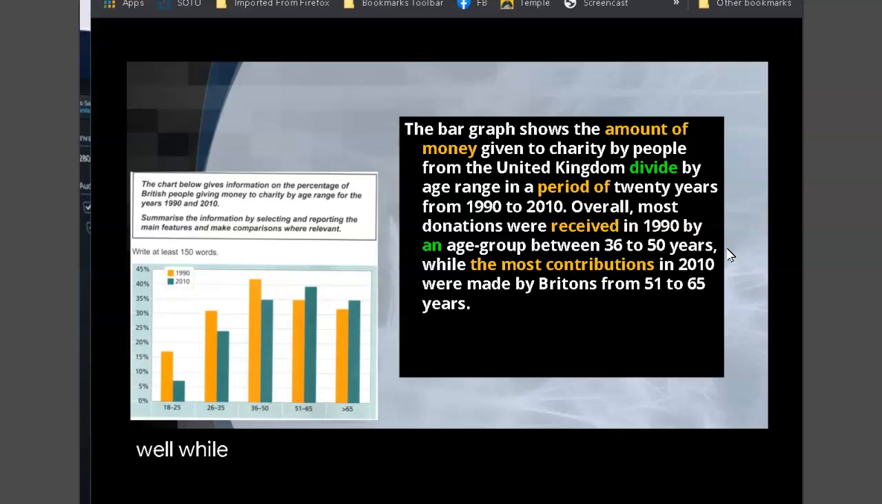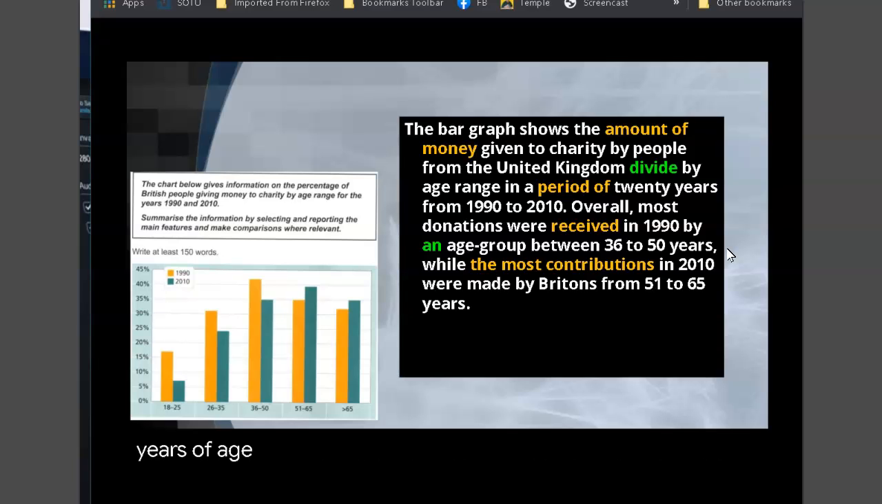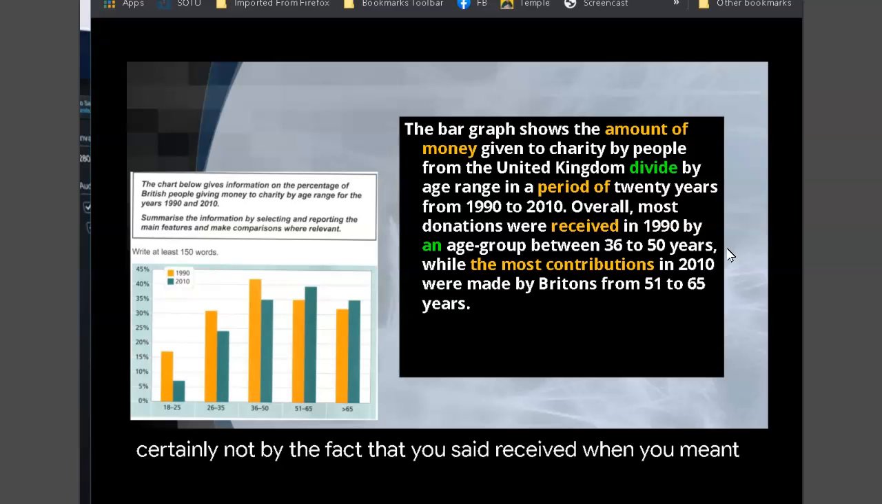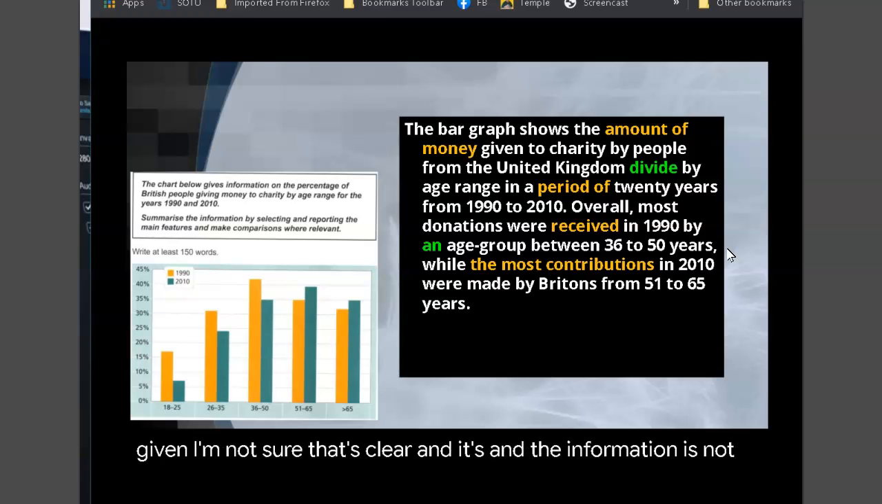While the most contributions in 2010 were made by Britons. Who are Britons? We all are. We're all Britons. Oh, sorry. From 51 to 65 years of age. Ugh. Yeah, it's not very clear. Is this a clear overview? Well, certainly not by the fact that you said received when you meant given. I'm not sure that's clear, and the information is not the most important information.